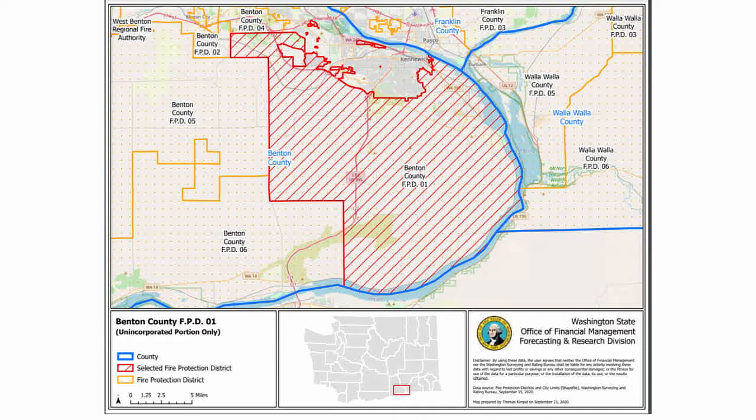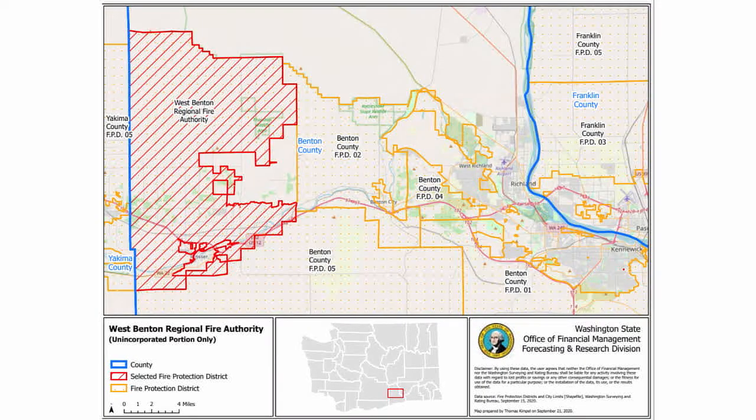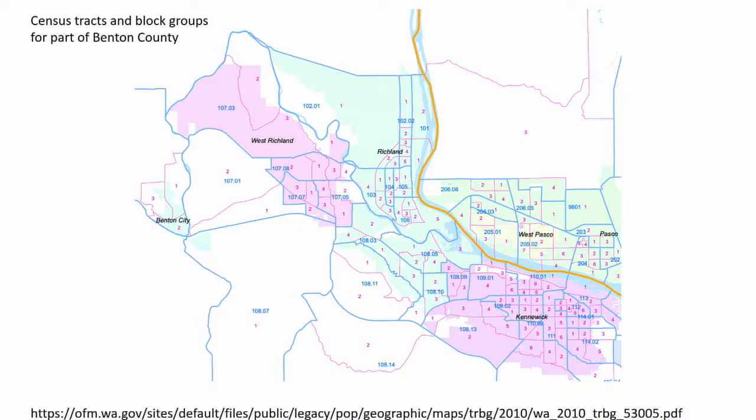So this is me zooming into one of these to show you that this is the fire protection district. These are the ones that you can go back in and look at as close-ups. But then I wanted to show you, if you've never looked at a map that had census geographies, this is what the tracts and block groups look like for part of Benton County. And so look at the numbers that are written in blue, and there are boundaries in blue. Those are your tracts, and then within them, there are little pink lines, and the little pink lines divide up the tracts into block groups.